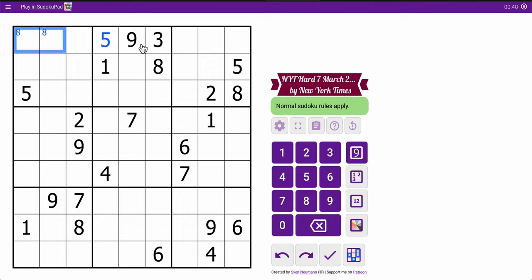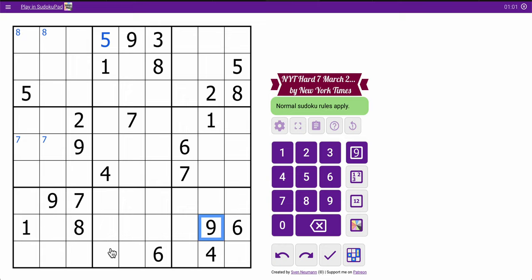Five and eight, and then I've got 9, 3, 1, 2, so I'm done there. In the middle three rows, I've got 2, 7, 1, 9, 6, 4, 7. Okay, I can place a 7 in one of these two, based on here and here.